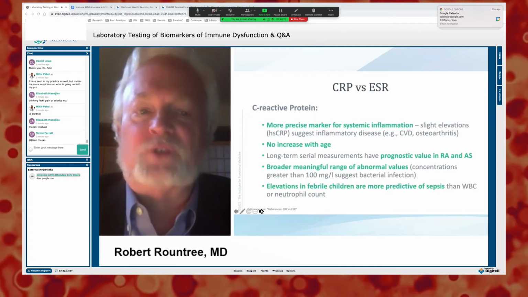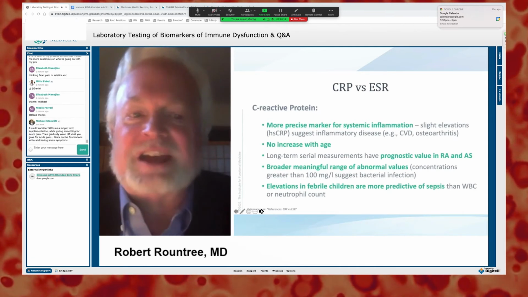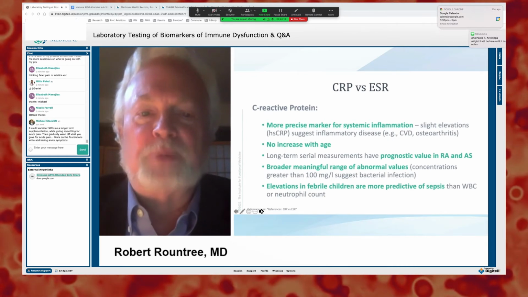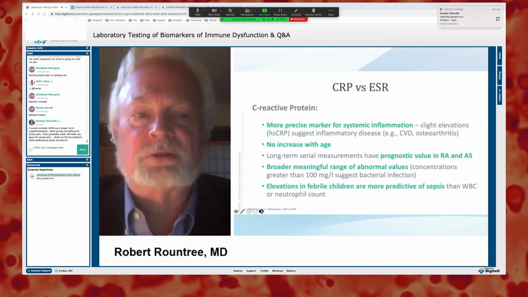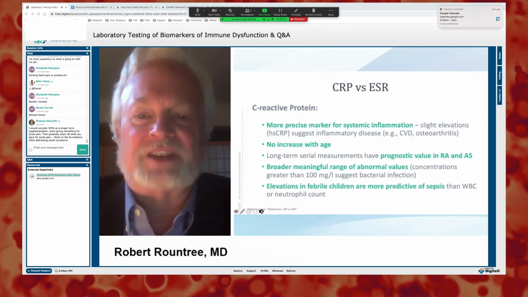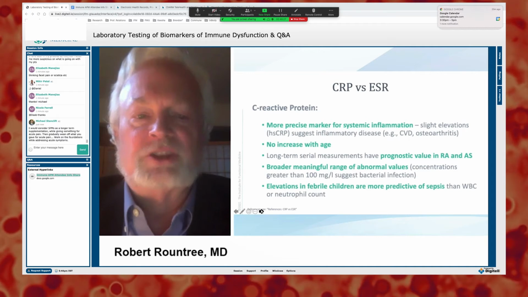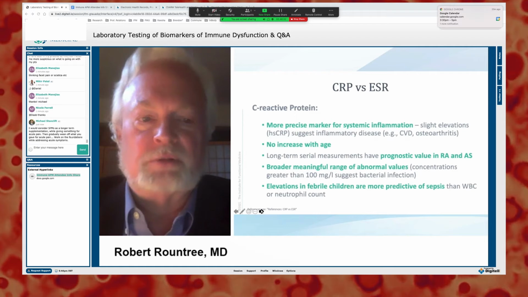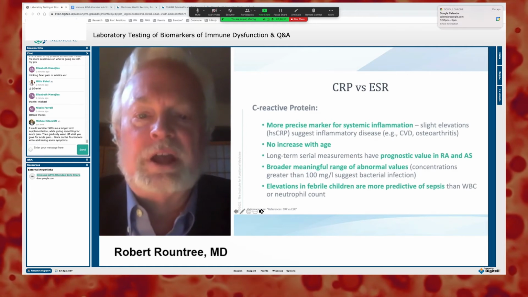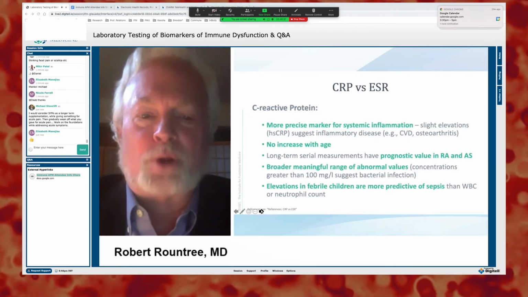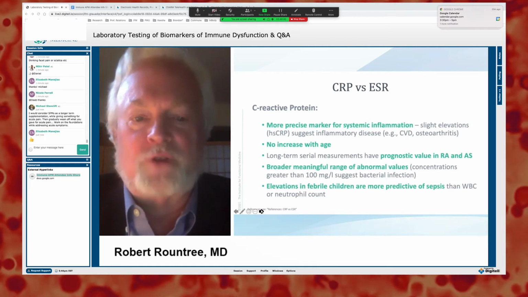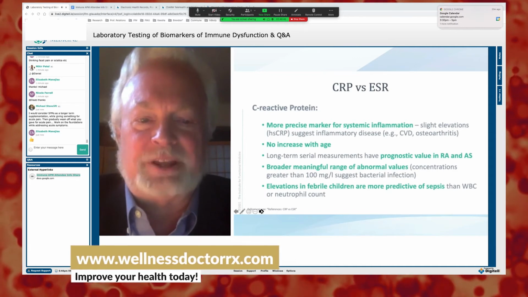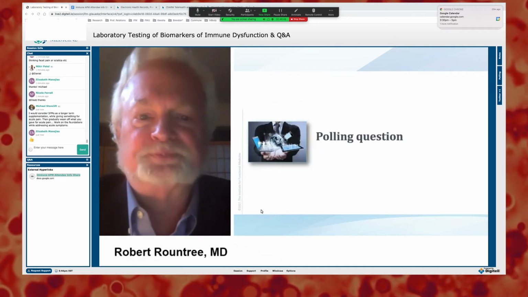So why CRP versus SED rate? The CRP is more precise. We have this highly sensitive CRP, which is better for risk prediction. CRP doesn't go up with age like the SED rate does. It's a really good marker for rheumatoid arthritis for prognostic value. And you have this broad range of abnormal values. If you've got a CRP over 100, that's probably not an inflammatory disorder. That's probably some kind of infection.